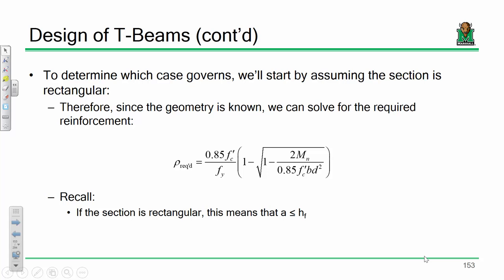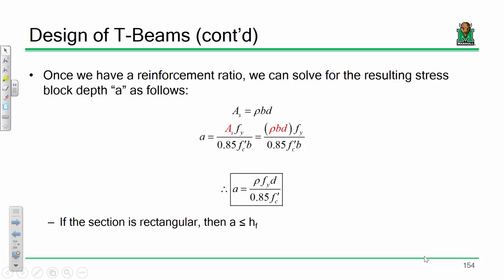Right? And then the B's cancel. So I'm left with that formula, right? So here's what we're going to do. We're going to assume that the beam is rectangular. Then we're going to say, let's say the beam's rectangular, here's how much reinforcement you need. Then we'll go back and say, if you put that much reinforcement in the beam, what's A? So we assume that the beam is rectangular, and then we immediately check that assumption by looking at A.